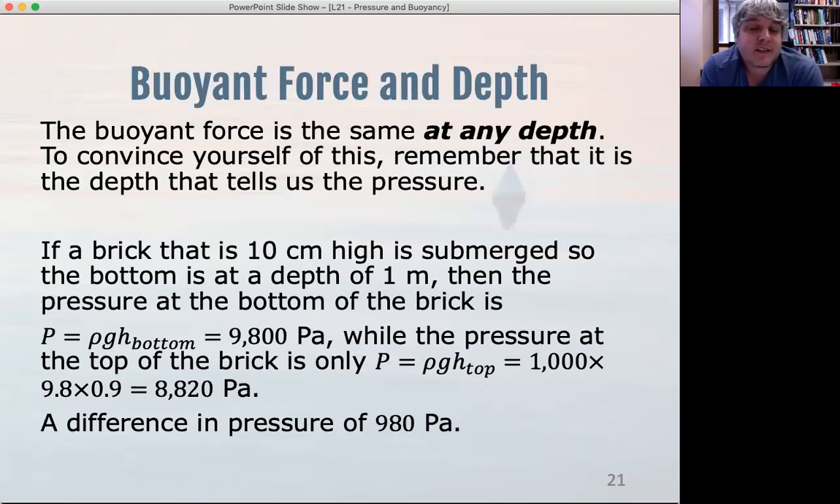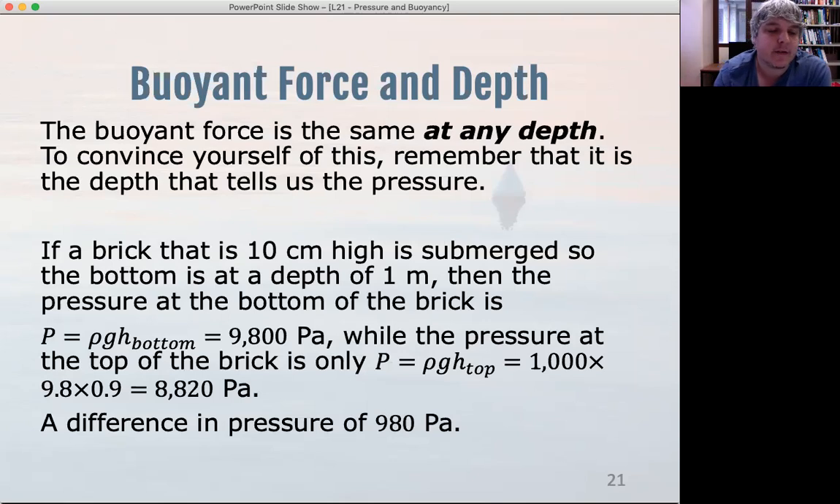The buoyant force, though, is the same at any depth. Right? As we just saw, the buoyant force depends on the volume of the object. We didn't say anything about how far you had to submerge the object. It only depends on the volume of the object and the density of the water or the liquid that you're putting it into. It doesn't care about the depth. An example is if we've got a brick 10 centimeters high and it's submerged, so the bottom is at a depth of 1 meter. The pressure at the bottom of the brick is 9,800 pascal, while the pressure at the top is only 8,820 pascal. Remember, this is the pressure due to just the water.